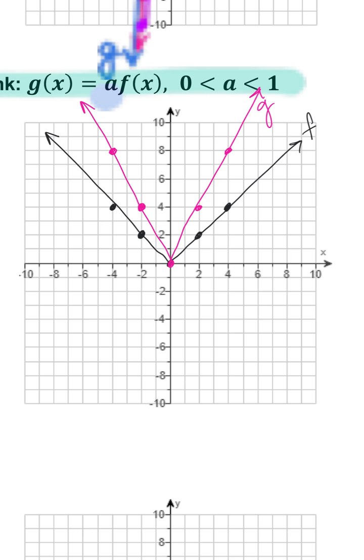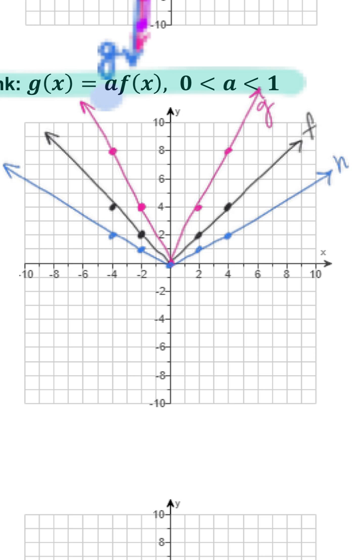And then last, we are going to do the vertical shrink. So the shrink is (-4, 2), (-2, 1), (0, 0), (2, 1), and (4, 2). And again, draw your lines. So this is our graph of h.